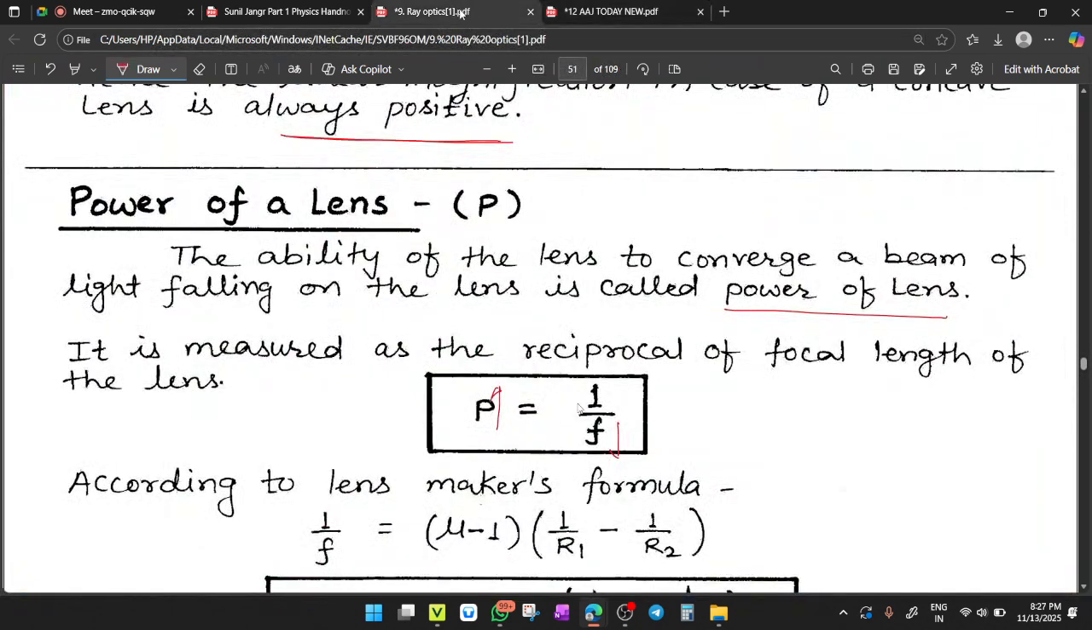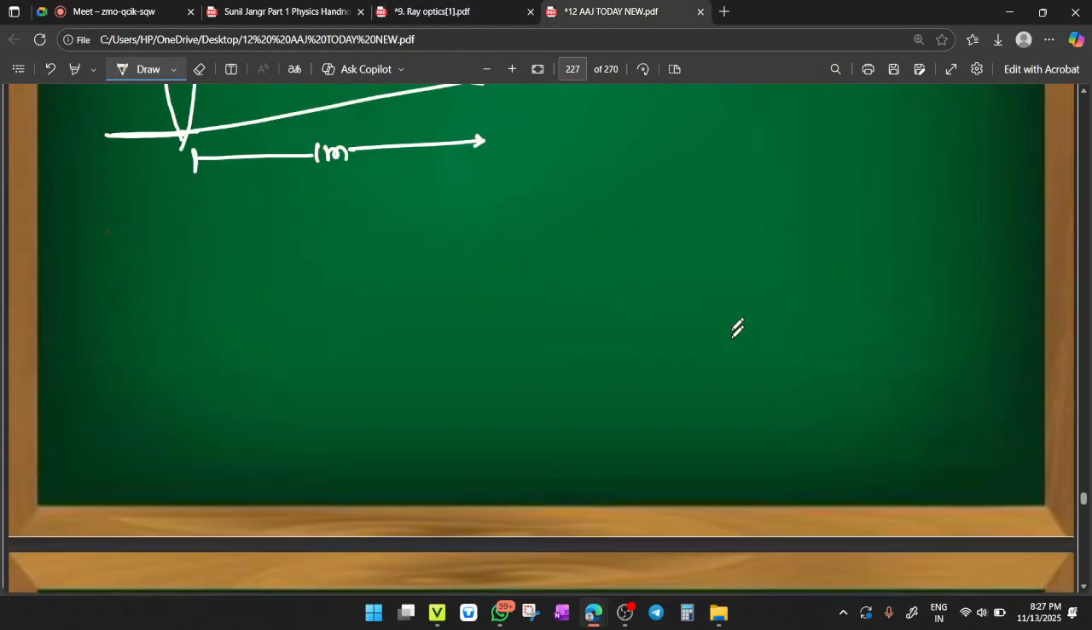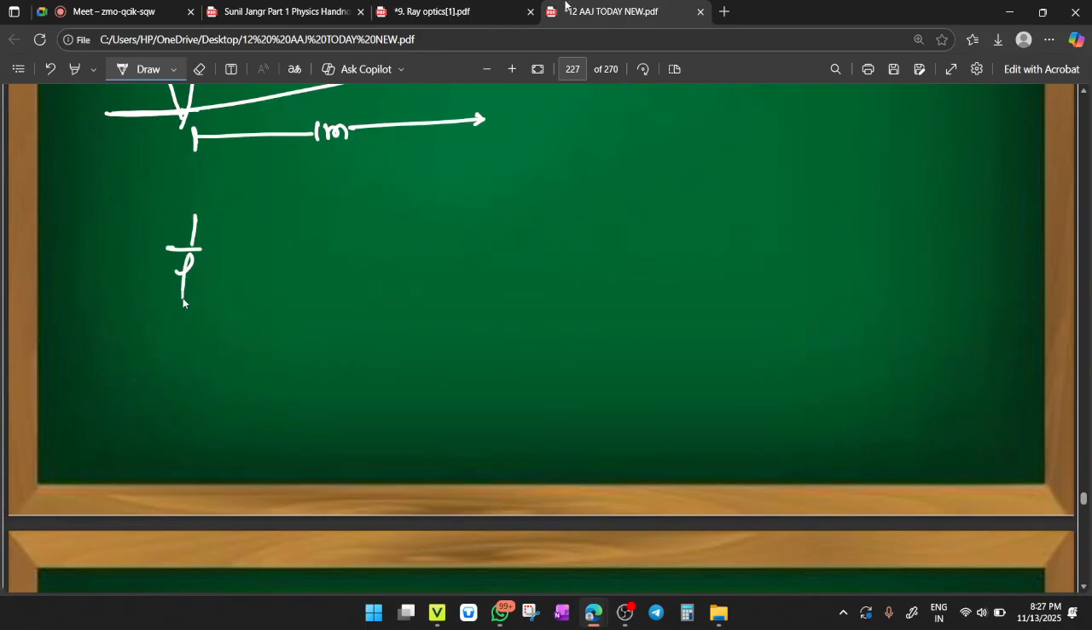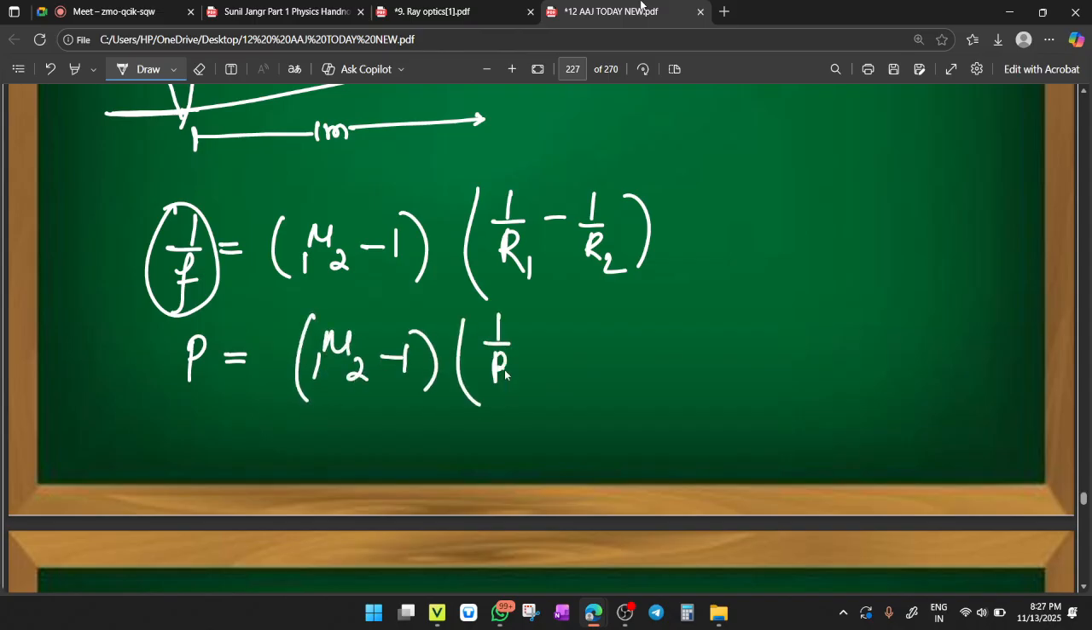Clear? Okay. Formula for power: we have the formula 1 upon f, which we just derived by the lens maker's formula. It is equal to (mu2 minus 1) times (1 upon r1 minus 1 upon r2). Now you can replace this 1 upon f by P. So P is equal to (mu2 minus 1) times (1 upon r1 minus 1 upon r2). Clear? This becomes the power of the lens.